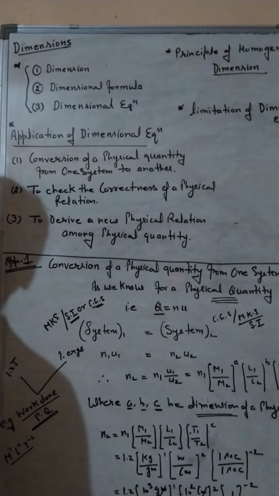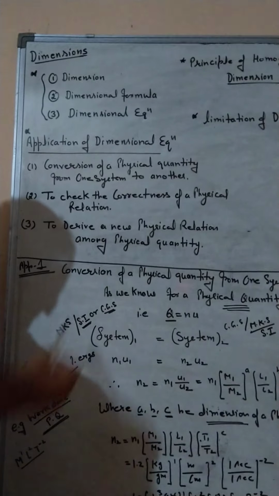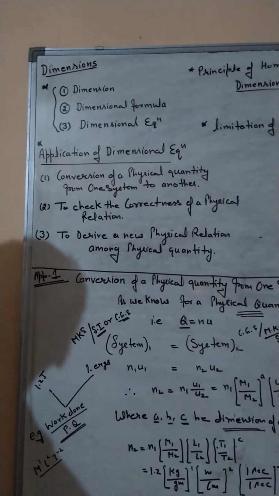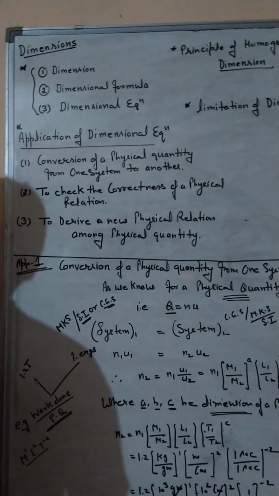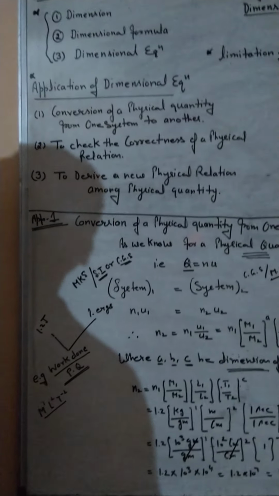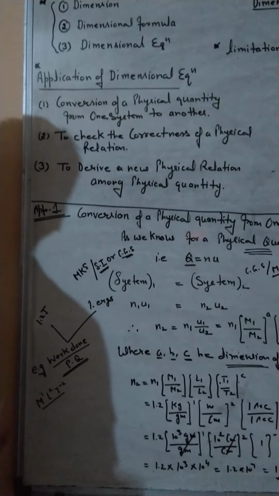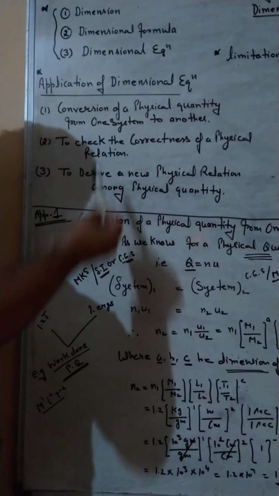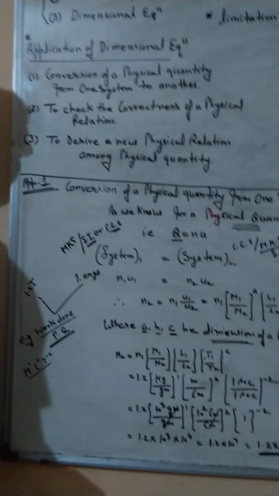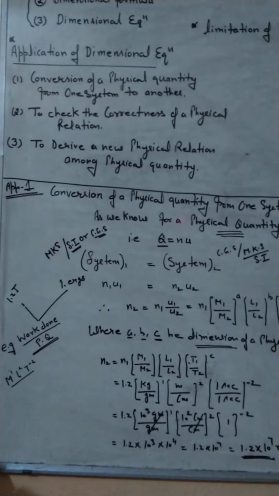In that chapter we will firstly describe three definitions: what is dimension, dimensional formula and dimensional equation. After describing these three definitions, we will try to solve the applications of dimensional equation. In these three applications, lots of numericals are generally made in your papers, and these three applications are conversion of a physical quantity from one system to another, second, to check the correctness of a physical relation, and third, to derive a new physical relation among physical quantities.